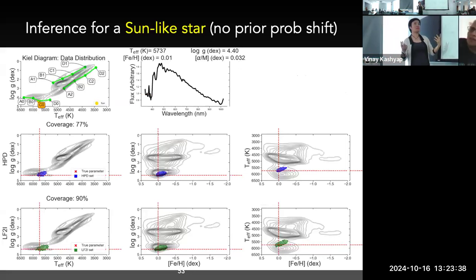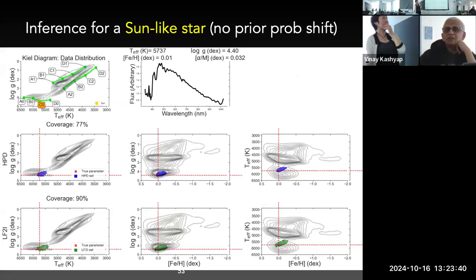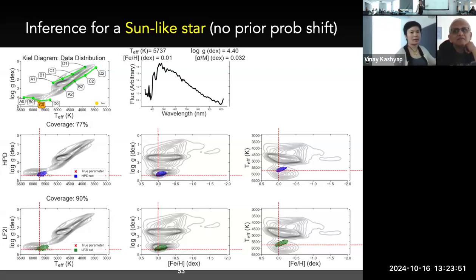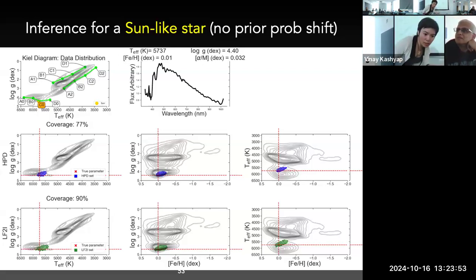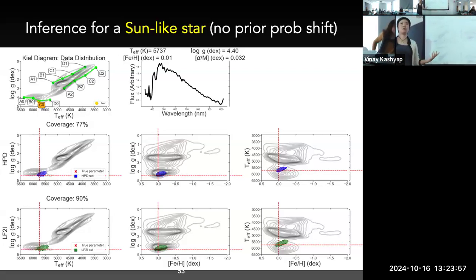I didn't do anything. Sorry, can I ask a quick question? What is it you're predicting? I mean, what is the theta? The properties of the star. So in this case, it's the surface gravity from the spectra. Temperature, effective temperature, and metallicity. But I can do more, this is just the surface level.